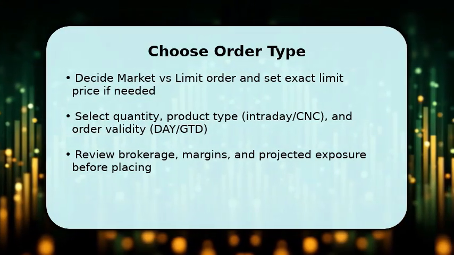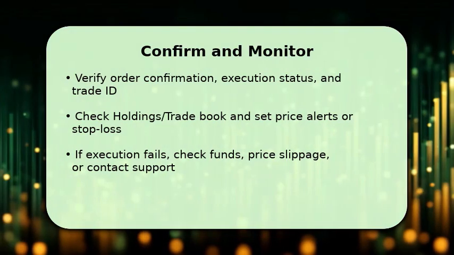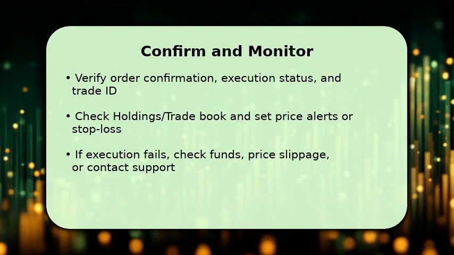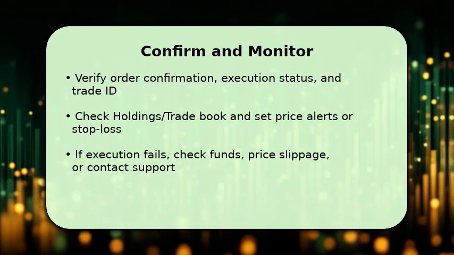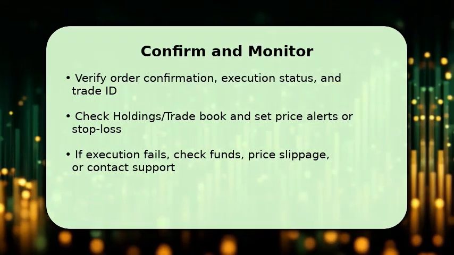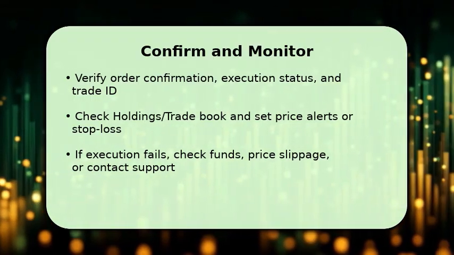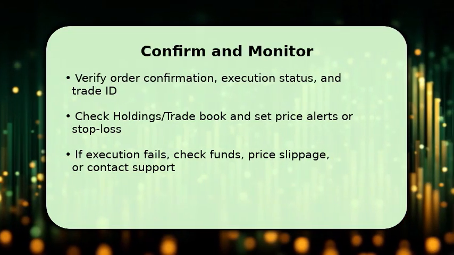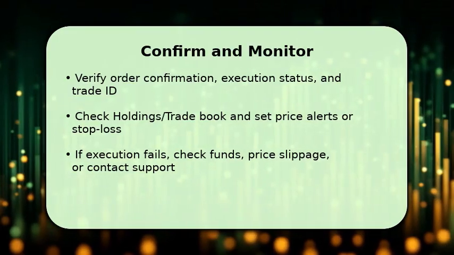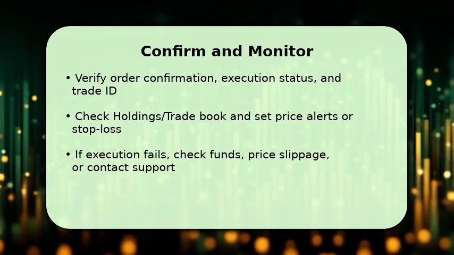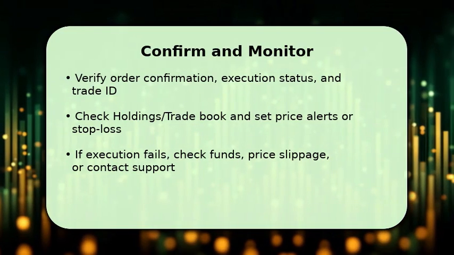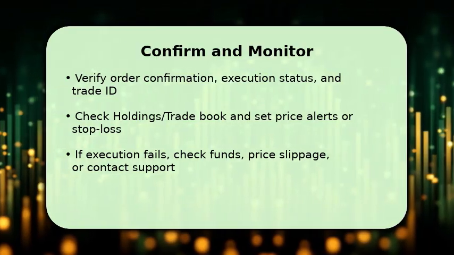After placing the order, confirm the on-screen acknowledgement and note the trade ID, then monitor execution in the Orders or Tradebook tab until it shows filled. Once executed, check your holdings to ensure shares appear under CNC and set alerts or a stop-loss to manage risk. Use the app's watch list for real-time updates. If the order doesn't execute, make sure sufficient funds exist and your limit price is reachable. If issues persist, contact Motilal Oswal support.